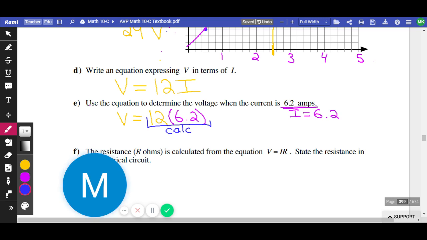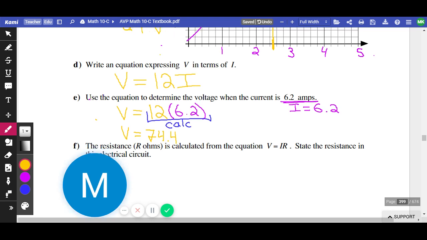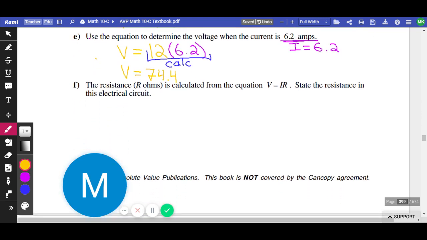If you put that in your calculator, I don't know what the answer is. Anybody try it? 70 something, I'm guessing. 74.4. 74.4? 74.4. That means if you had 6.2 amps, you have 74.4 volts. Fantastic. We're not going to do question F because I don't think we need to be talking about resistance or rearranging circuits or any of that jazz.